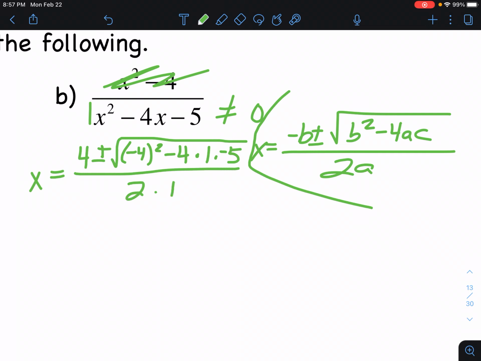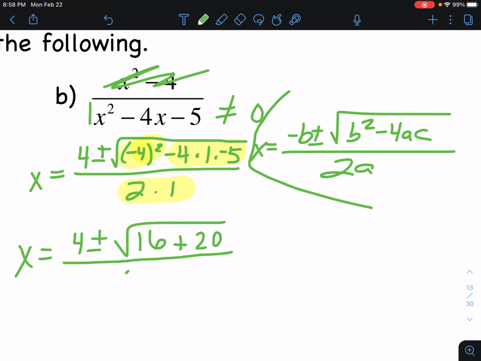And now we want to simplify this and get our two domain values. So remember, when we solve this, -4 squared, that's -4 times -4, is 16. Minus 4 times 1 times negative 5 is plus 20. And on the bottom, 2 times 1 is 2.